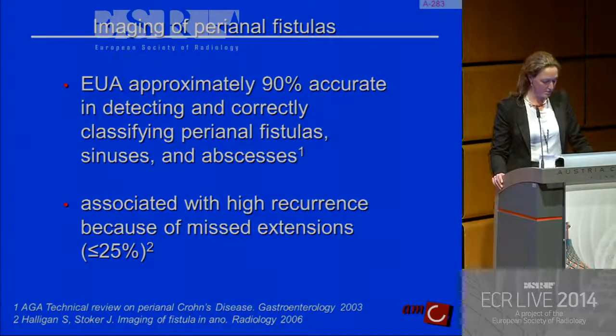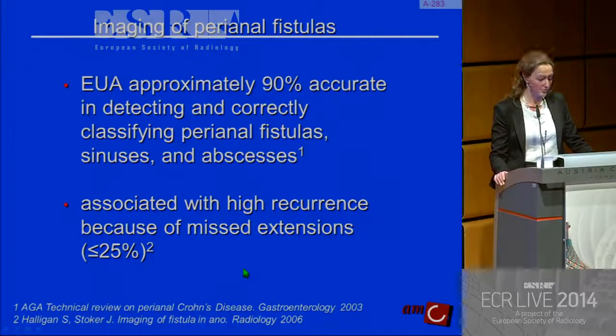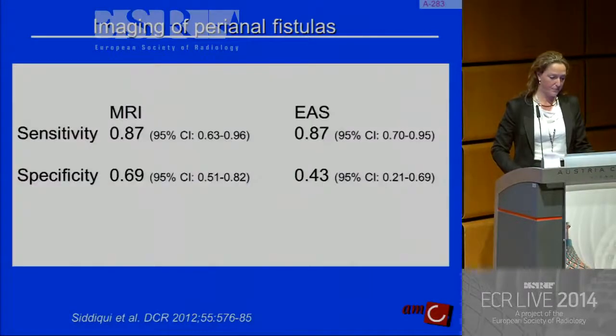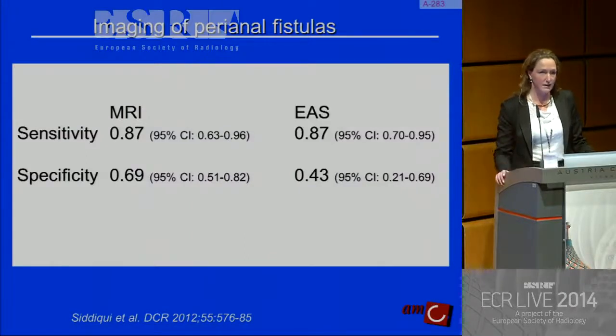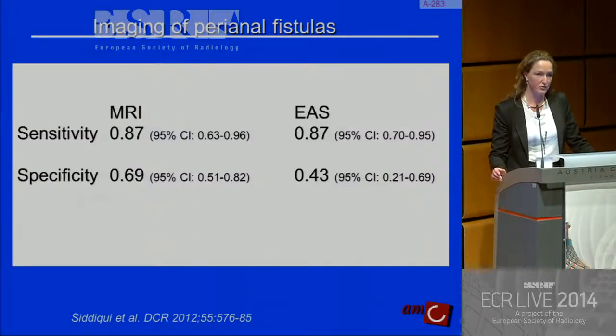Also, as stated in a review published in Radiology in 2006, it's associated with a high recurrence of fistulizing disease because extensions are missed at a high rate, up to 25%. And as examination under anesthesia was an imperfect evaluation method, much research has been conducted to see whether MRI and endo-anal sonography are well suited to assess perianal fistulas.